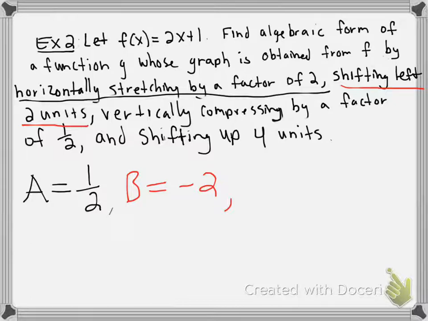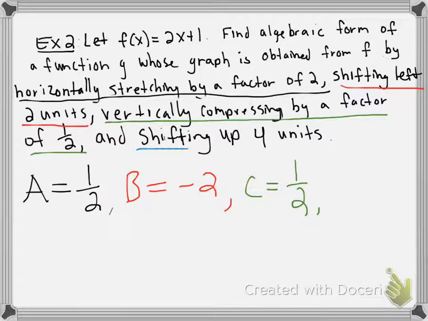The next step tells us that we are going to vertically compress by a factor of 1/2. Now that we're on the vertical transformations, whatever the stretch or compression factor is, in this case the vertical compression factor is 1/2, that's just going to be our value of c. And finally, the last step, shifting the graph of f up 4 units, that's giving us our capital D. When we're shifting up 4 units, D is going to be positive, so in this case we're going to want to let D equal +4.